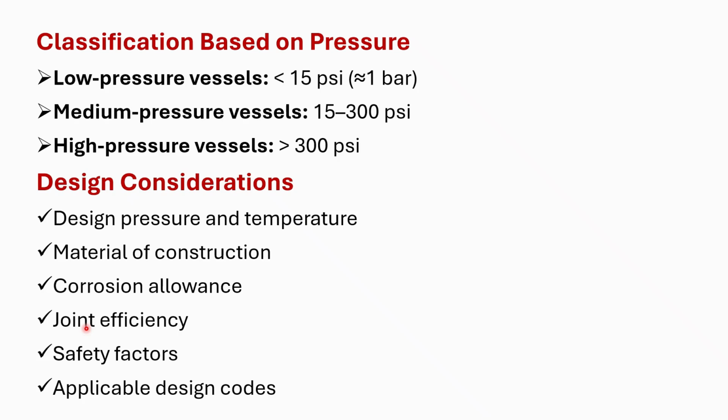If J is equal to 1, it is fully radiographed and butt welded. After welding, we do a radiographic test and categorize it as having no leak from the joints. That is J equal to 1. This condition is used for high pressure vessels and also for certain corrosive conditions where leakage has to be prevented.